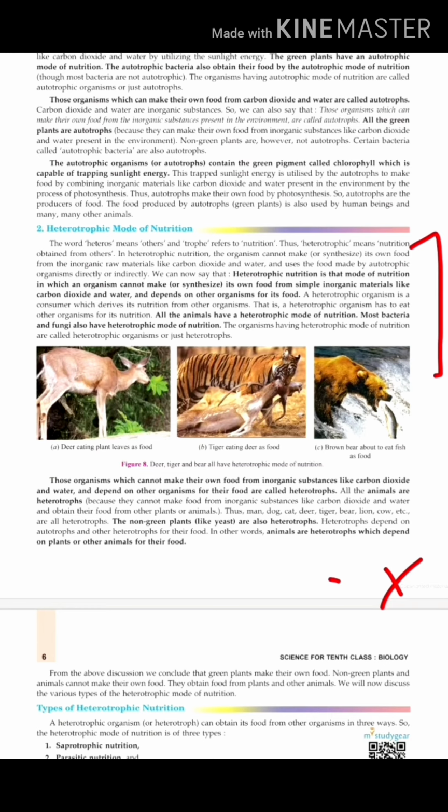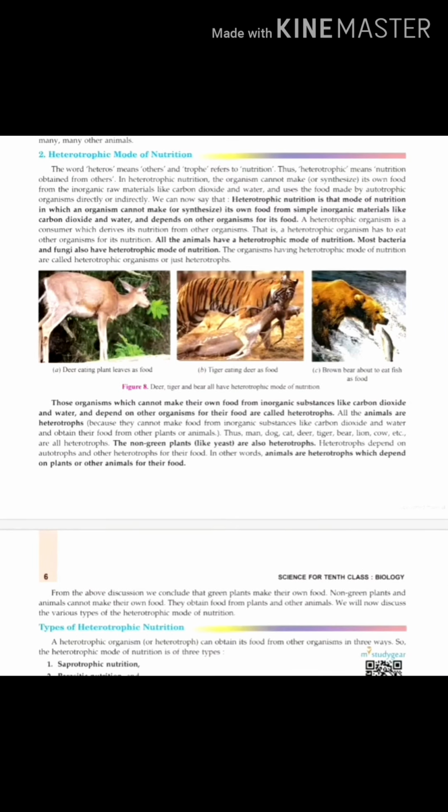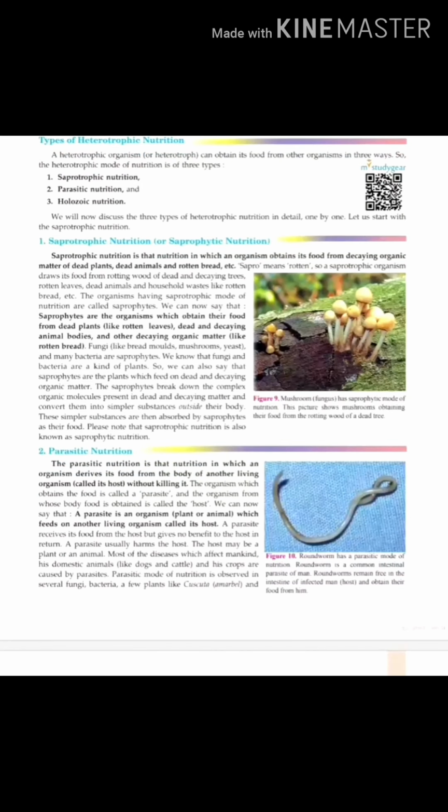So you can all read this para. There is only written that how heterotrophic is there in the plants. So now there are three types of heterotrophic nutrition. So first is saprotrophic nutrition, second is parasitic, and third is holozoic. So we will discuss it now.